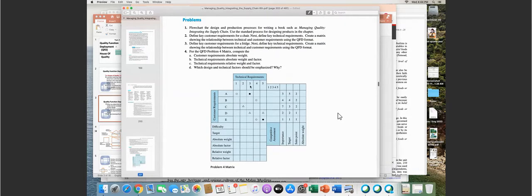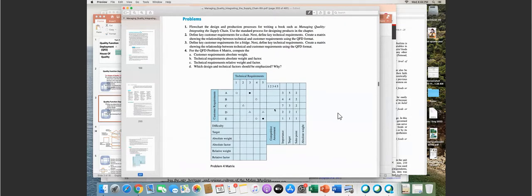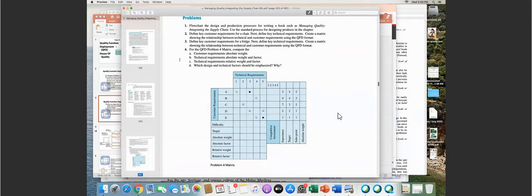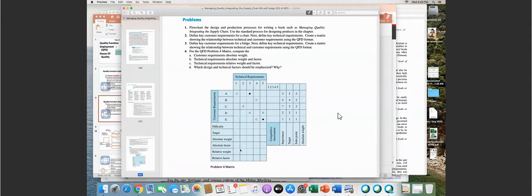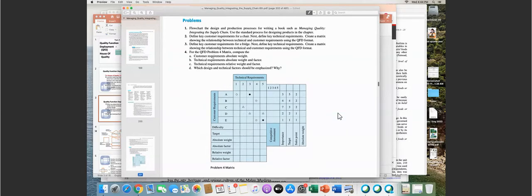Okay, we still have time. Can we do this? Can we do problem four? For the QFD problem four matrix, complete the following. You have customer requirements, absolute weight, technical requirement, absolute weight and factor, technical requirement, relative weight and factor. Here is the absolute weight for the customer. Can you calculate now? Can you do the exercise now?